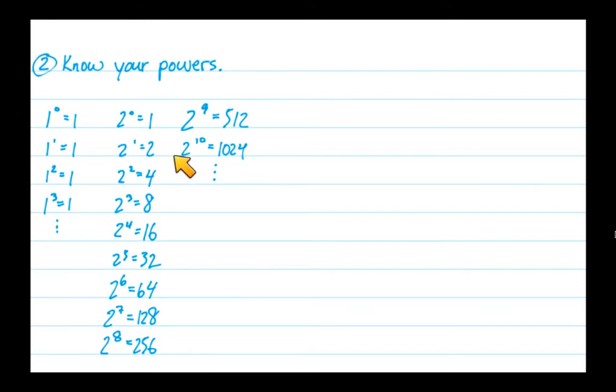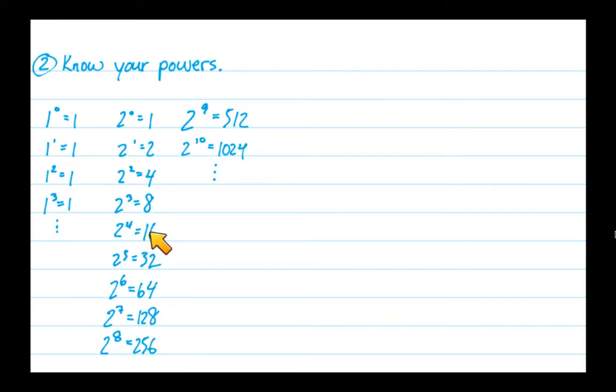So most people know anything to the 0 is equal to 1, provided the base is not 0 itself. Raising to the power of 1 is the base itself. 2 squared means 2 times 2, which is 4. 2 cubed means 2 times 2 times 2, which is 8.